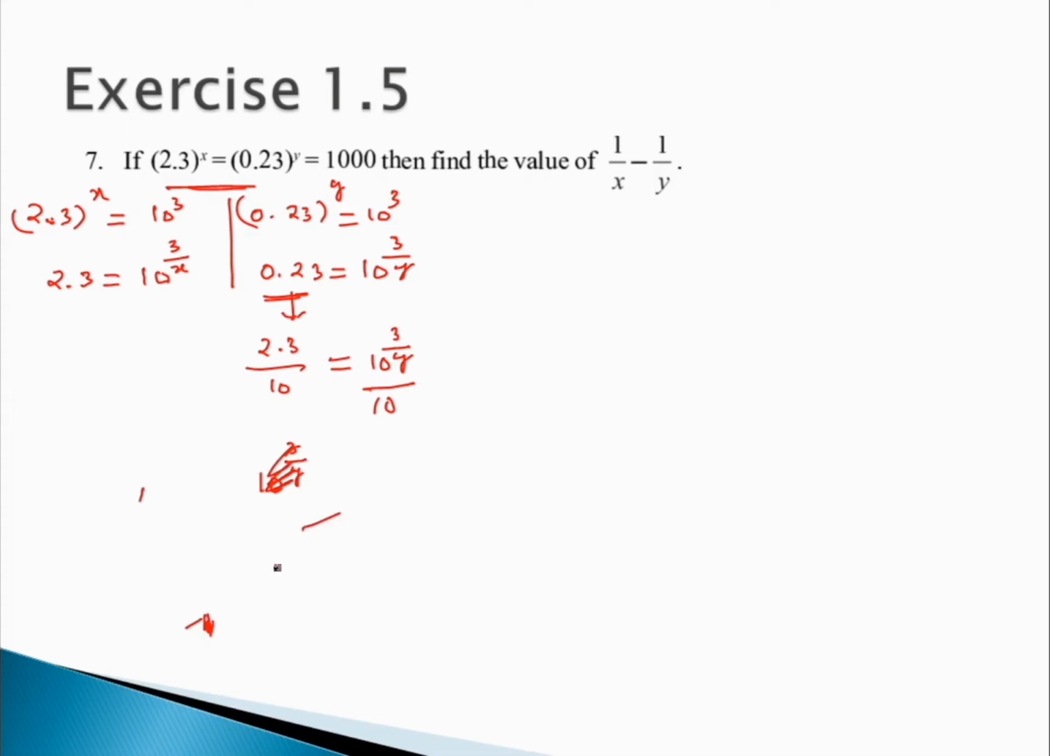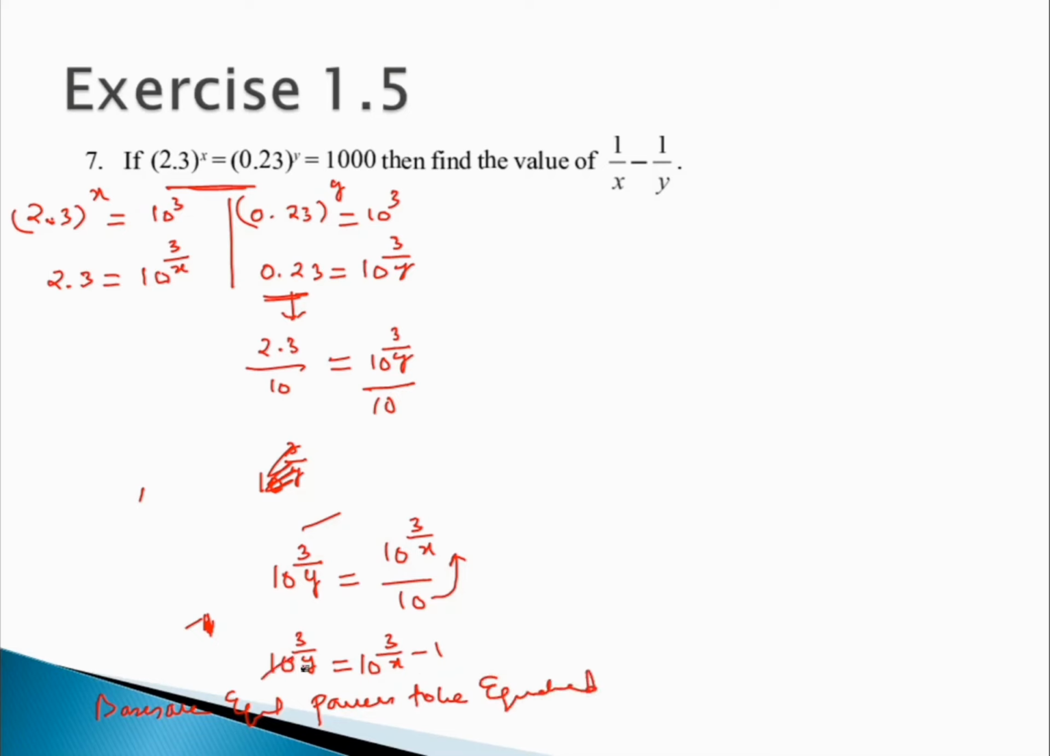I can rewrite that as 10 to the power of 3 by x, and just substitute. I hope you are getting it. So this is again shifted upwards. So we are left with 10 to the power of 3 by y is 10 to the power of 3 by x minus 1. Bases are equal, so powers are equated. As bases are equal, powers need to be equated.